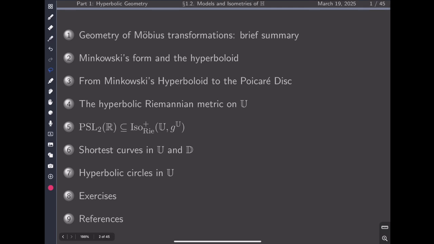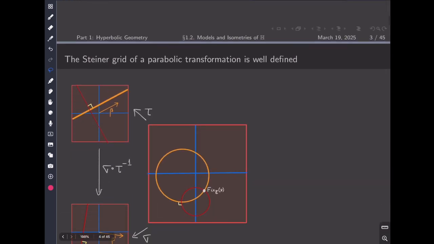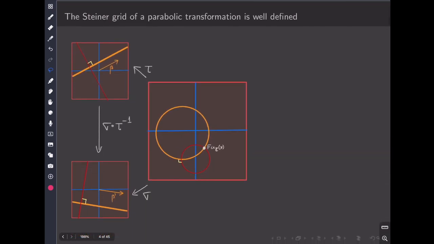So let's start with the brief summary of the geometry of Möbius transformations. Now here, there was a question by George, which was, if you give me a parabolic transformation, that is a Möbius transformation with exactly one fixed point in C bar, whether the degenerate Steiner grid is well defined. And the point is that we conjugate. It is well defined. Let me just quickly say why it's well defined.